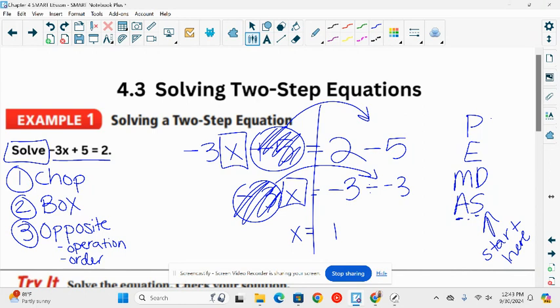Before I say yes, that's my answer, I want to check it and verify that it's correct. So I'm going to substitute. I'm claiming that x equals 1, so I'm going to come back to my original problem. Negative 3 times x, which we're saying is 1, plus 5. We want to punch that in our calculator and verify it. Make sure it's correct. Negative 3 times 1 plus 5.